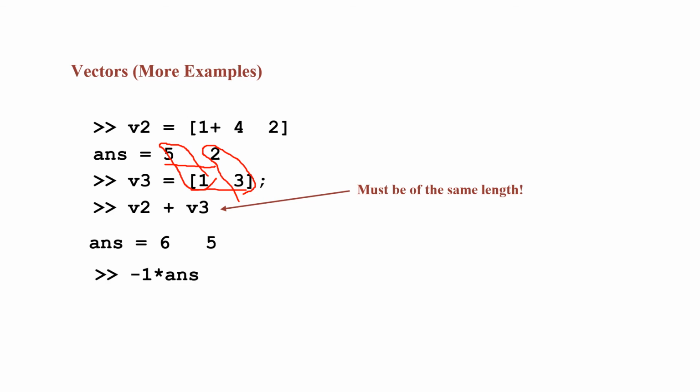You can also multiply the array with -1. That will simply distribute -1 to all the elements in the vector. This will give me -6 and -5.